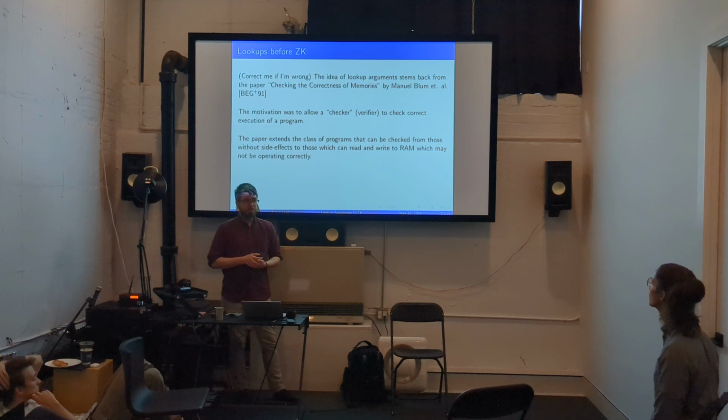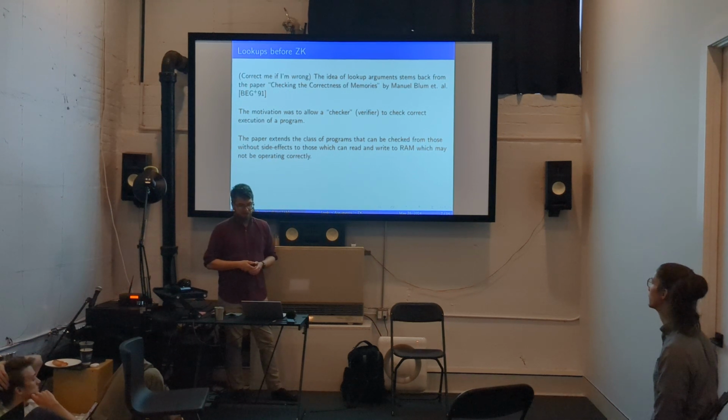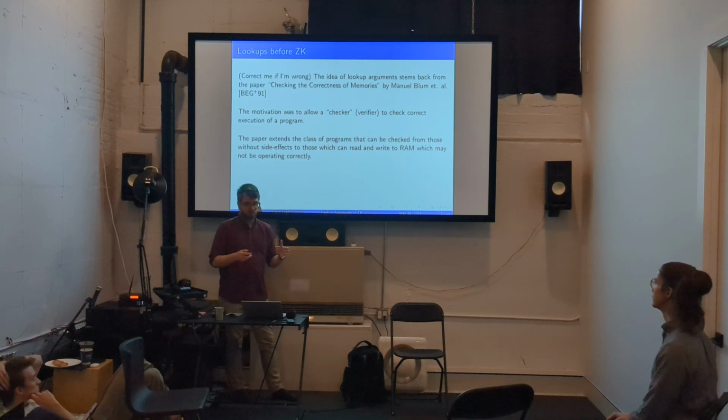Functions without side effects. But this paper introduced new forms of programs that you could check where you could use read and write memory. So read and write memory is even more complicated than what we were really using up until this point. Up until this point, all we were saying is we have some sort of ROM, and we're querying this ROM chip for data. But really, lookup arguments are flexible enough that you can use them as RAM as well. So, or at least some of them are.